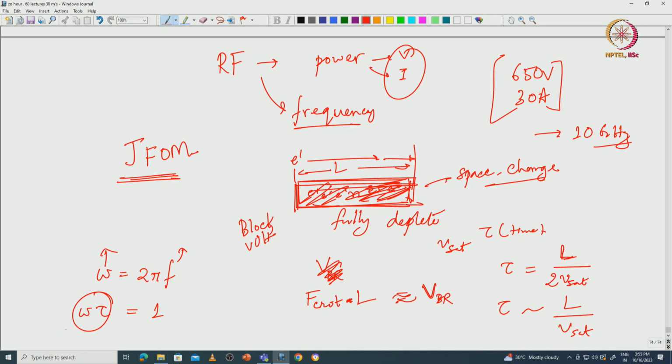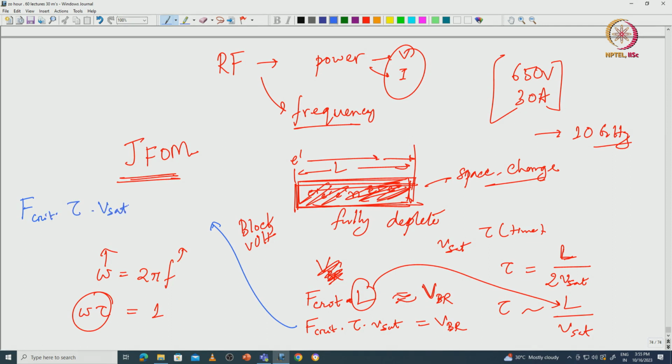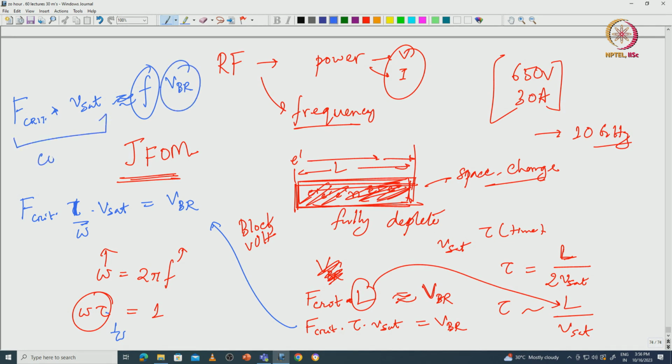Now I am going to look at the Johnson figure of merit. If I look at these two things, I can replace this L with this. What I mean is that I have F critical times tau times V sat equal to V BR, the breakdown voltage. Now I can write tau as 1 by omega, and so I can take omega to the other side. So F critical times saturation velocity is equal to 2 pi f times V BR, which I can write as f times V BR. So the frequency times the breakdown voltage is constant, which is a material property: the critical electric field, a material property, times the saturation velocity, also a material property.